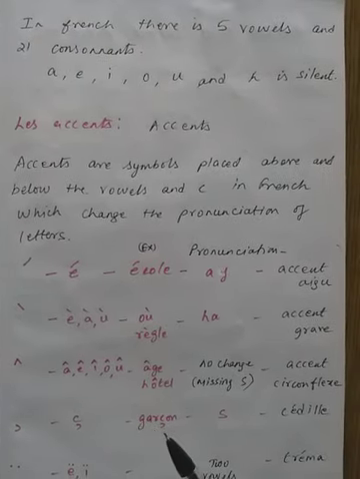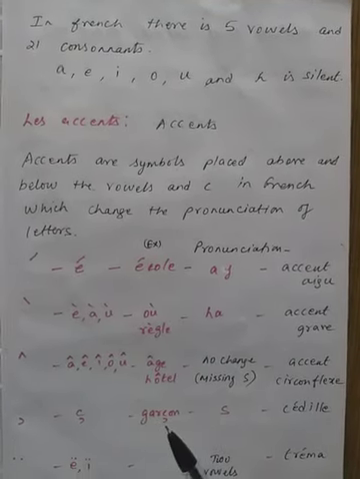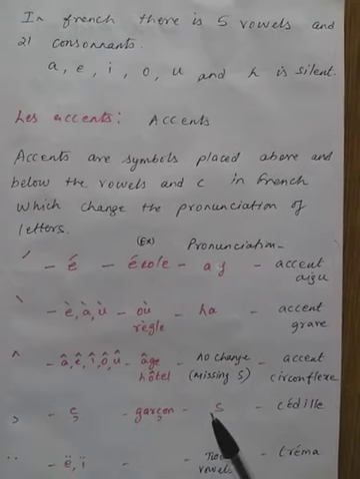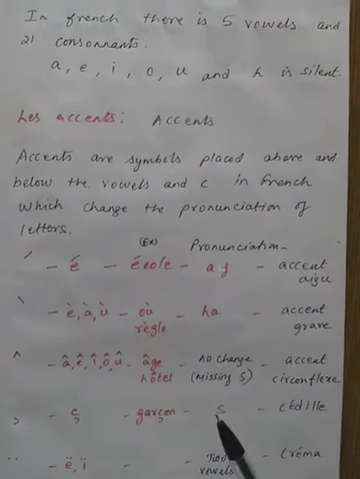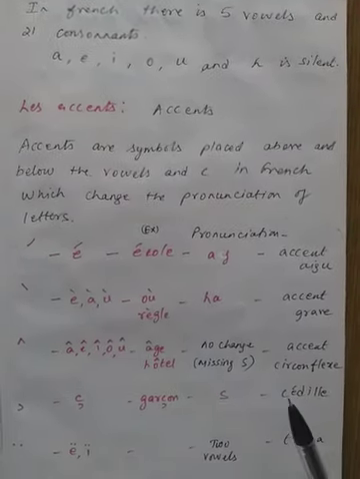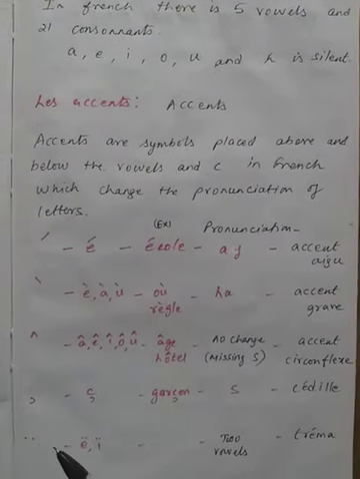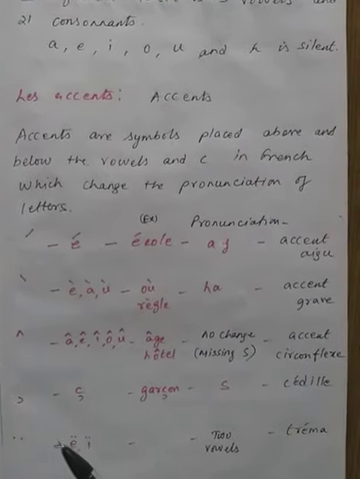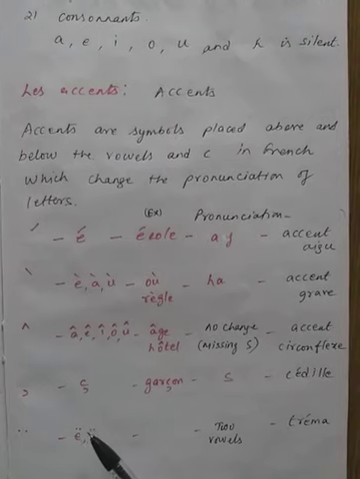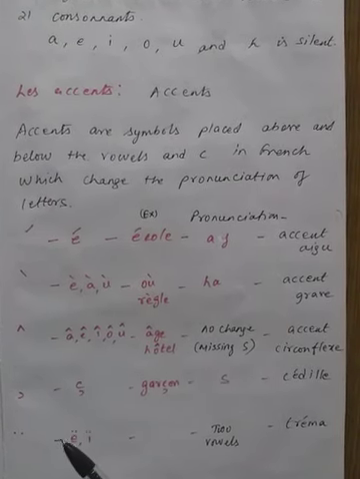Example: garçon. If you use this c cédille, the pronunciation will be S. Cédille. Next one, tréma, the fifth accent. What is this? Two dots above the vowels.